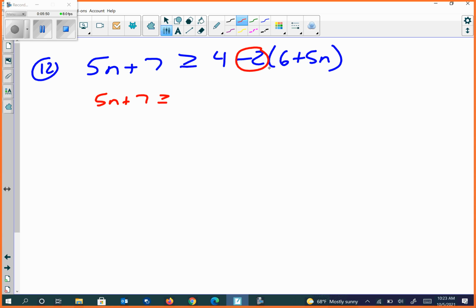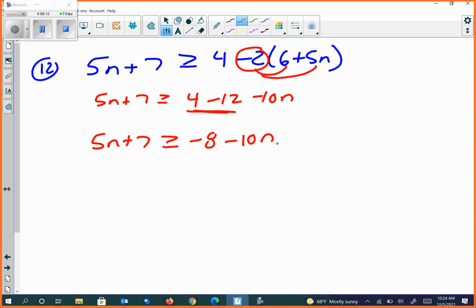I need to make sure I distribute negative 2 over. So I get 4 minus 12 minus 10n. Let me pause there. Do you feel comfortable with the math I just did? Cool. These are like terms, so let's combine those together before we start moving things back and forth. 4 subtract 12, I believe, is negative 8. And then we got to start someplace. So I could subtract 5n, I could subtract 7, I could add 8.